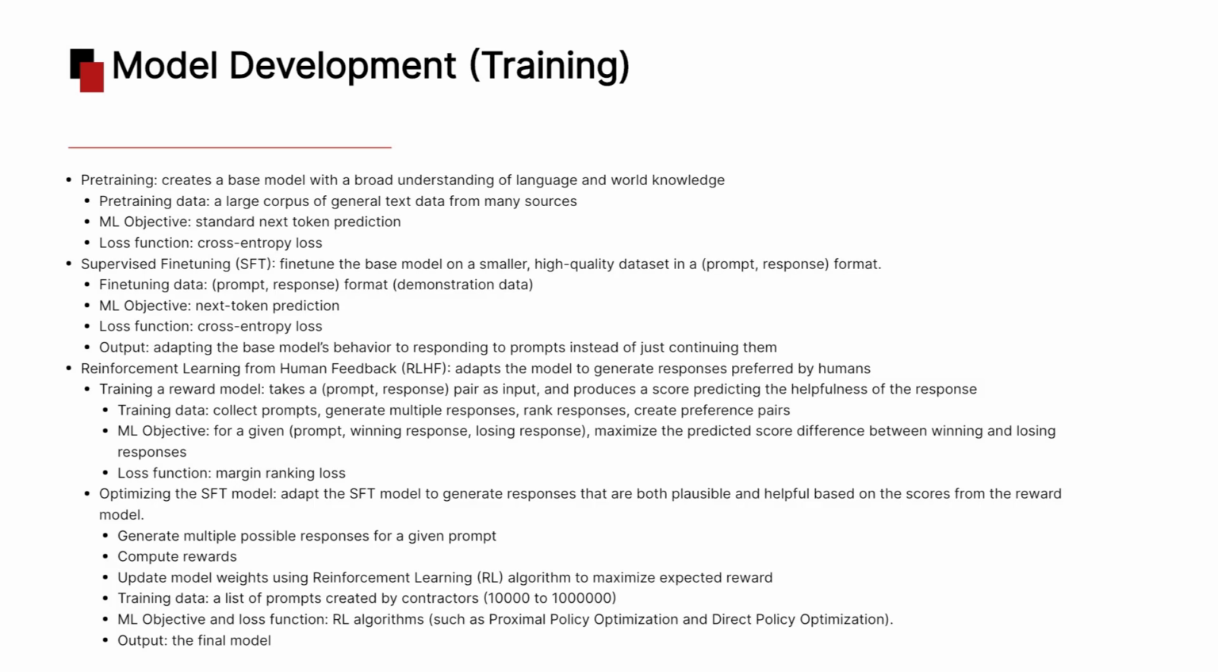Using the reward model, we optimize the SFT model's behavior via reinforcement learning algorithms such as proximal policy optimization, PPO, or direct preference optimization, DPO. We repeatedly generate responses, score them, and update weights to maximize expected reward while staying close to the SFT model to avoid drifting into nonsense. Data here can range from tens of thousands to millions of annotated prompts. Outcome: the final chatbot model balances plausibility and usefulness, prioritizing responses humans actually prefer.